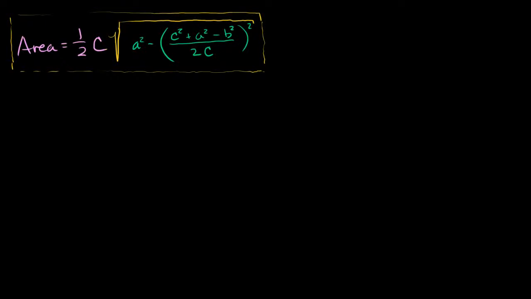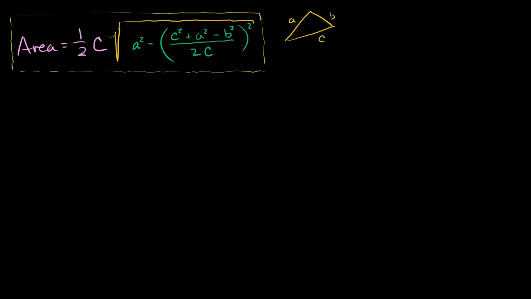In the last video, I claimed that this result we got for the area of a triangle that had sides of length A, B, and C is equivalent to Heron's formula. And what I want to do in this video is show you that this is equivalent to Heron's formula by essentially just doing a bunch of algebraic manipulation.